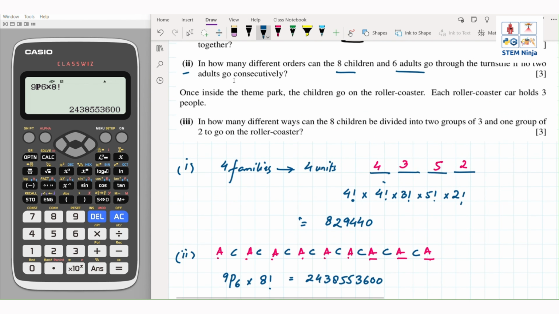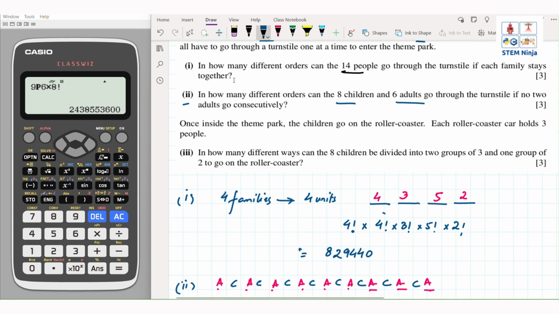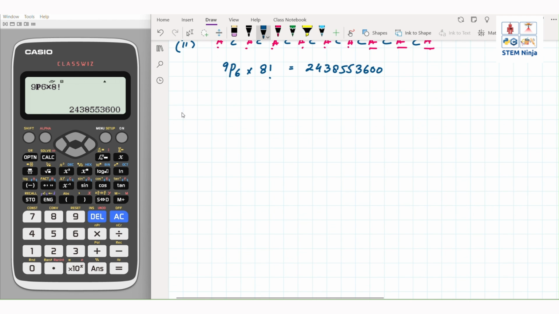All right, now the third part. Once inside the theme park, the children go on a roller coaster. Each roller coaster car holds 3 people. In how many different ways can the 8 children be divided into groups of 2 groups of 3 and 1 group of 2 to go on a roller coaster? So 2 groups of 3. So basically we have 3 group over here, 3 group over here, and 1 group of 2 over here.